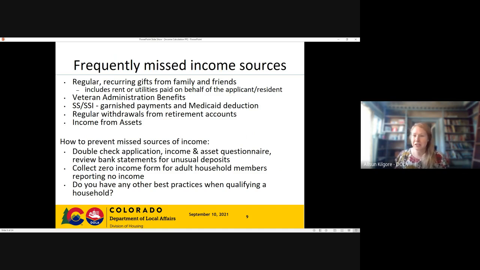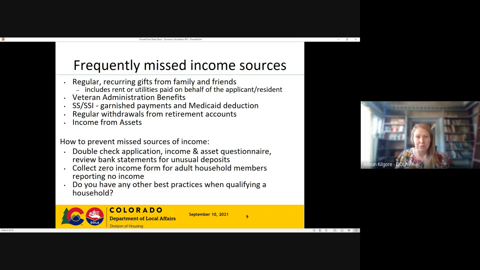All right. Some frequently missed income sources that merit mentioning on this call. So if there are regular or recurring gifts from family or friends, sometimes those are easy to forget that for our purposes, they count as household income. So that may be rent or utilities paid on behalf of the applicant or resident by a family member or a friend, or if they provide ongoing financial support, either cash or check or direct deposit. Those things are considered income if they're from somebody that's outside of the household.